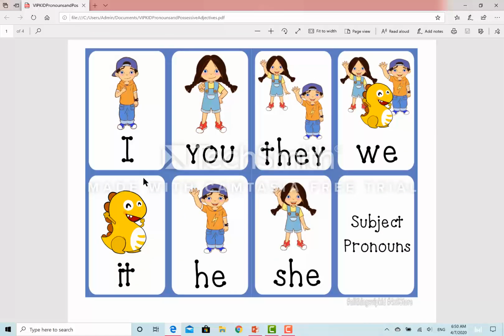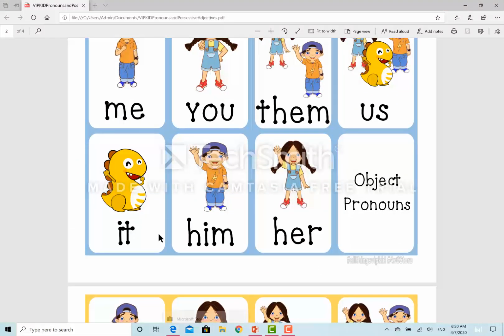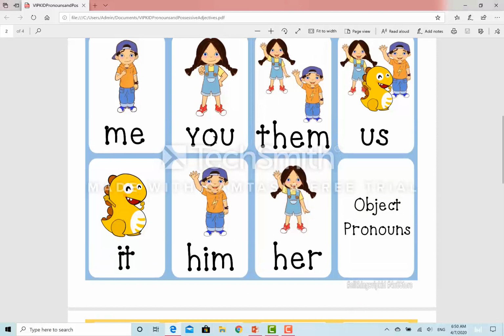Subject pronouns like I, you, they, we, it, he, she. Object pronouns: me, you, them, us, it, him, her.